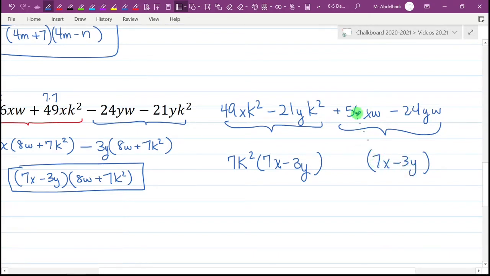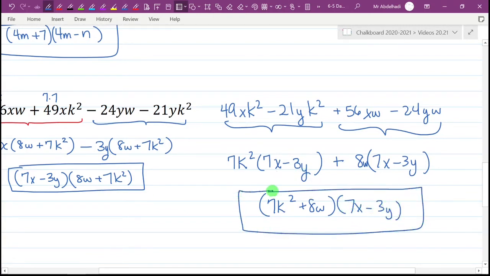Well, what times 7 will give you 56 would be 8. And also xw, so there's a w here. And it's positive. And I don't know why I made the 8 so close to the parentheses there. But you get this. And now you can see this is going to be 7k squared plus 8w times this thing here, 7x minus 3y. And if you compare the answers, they are the same.